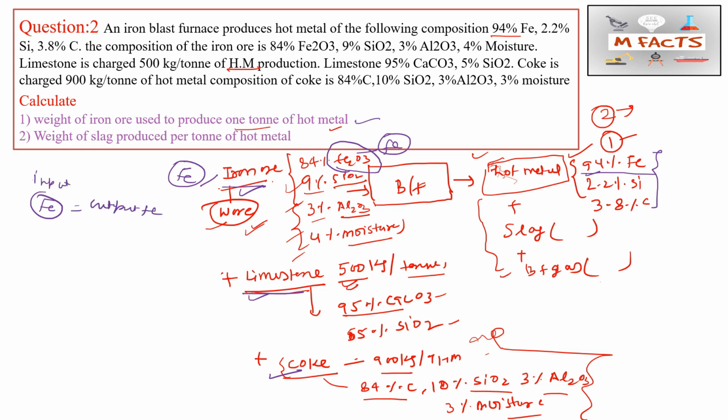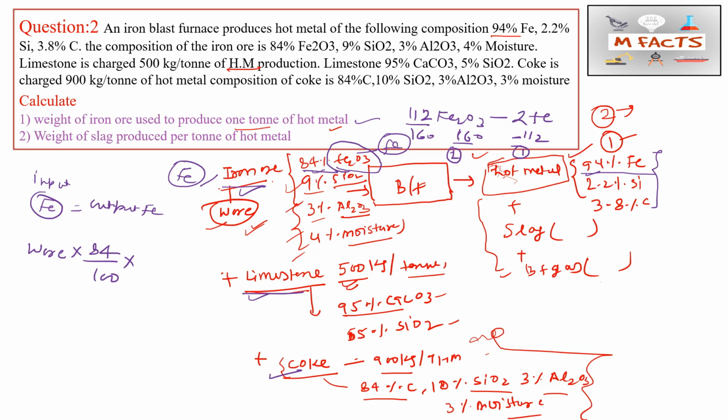Okay, so how will we see? We don't know the weight of ore. So W of ore multiplied by, as in the previous part we already did, 84% of Fe2O3. So this is 84 by 100 multiplied by Fe2O3. I already told you that this Fe2O3 gives us 2 Fe, that is 112, and this is 160. This is molecular weight. So 160 gives 112. If we talk about 1 Fe, what will we get? We will get 112 by 160.